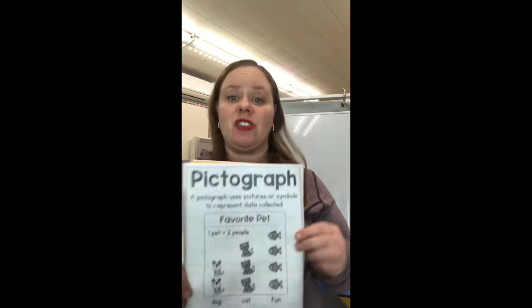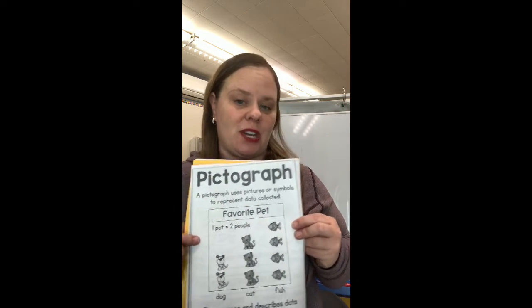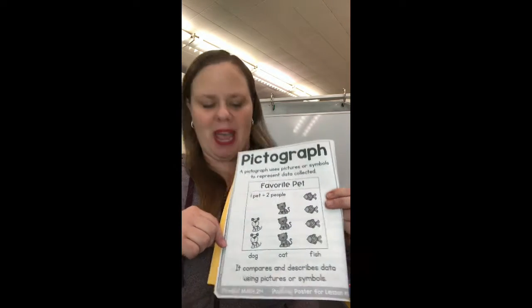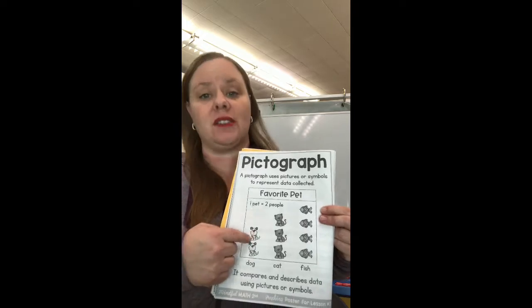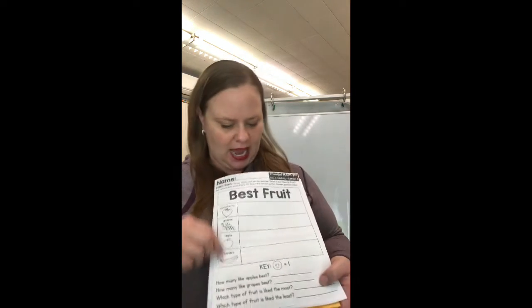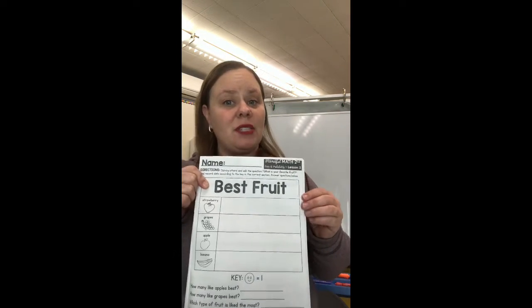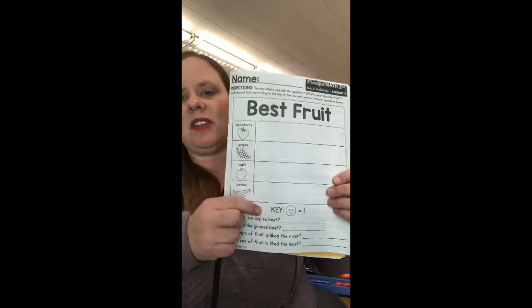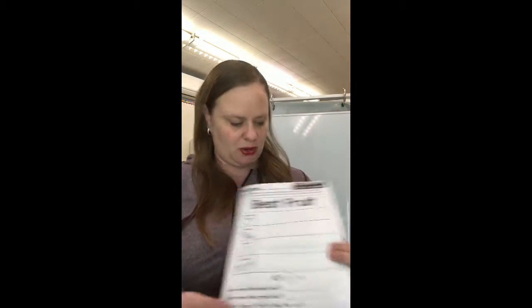And we always want to make sure that the picture that we choose matches what data we're trying to show. So because this one's doing pets and they're doing dog, cat, and fish, the pictures match as dog, cat, and fish. So over here, we're going to do some different pictographs, and in this one we're talking about your best fruit. So there's a couple different examples in here, and over here the key says that one smiley face is the same as one person.